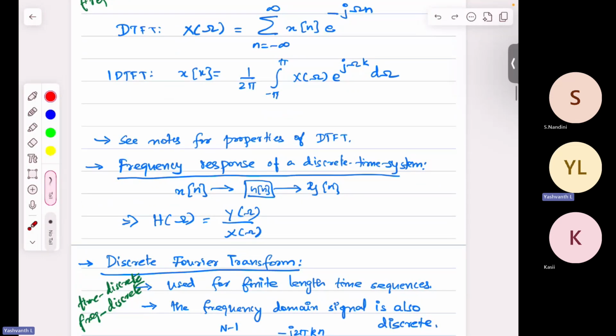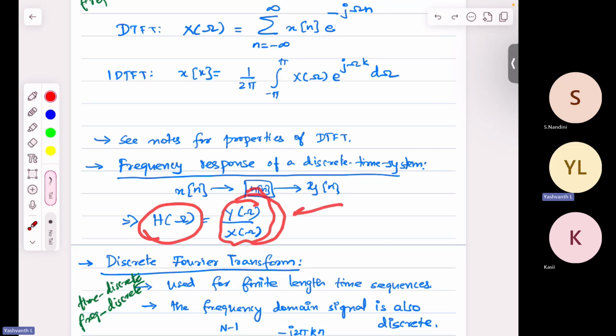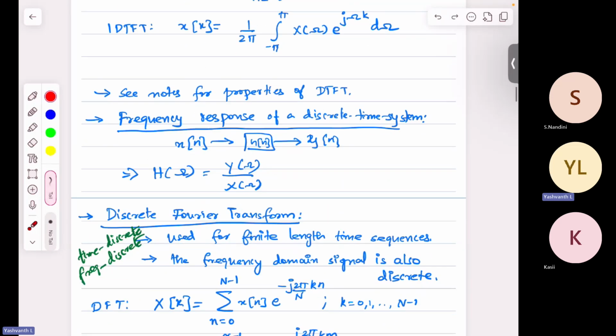And as a result, you can characterize the frequency response of a discrete time system now. What it says is the frequency response of a discrete time system is given by the DTFT of the impulse response, which is the ratio of the DTFT of the output to the DTFT of the input.